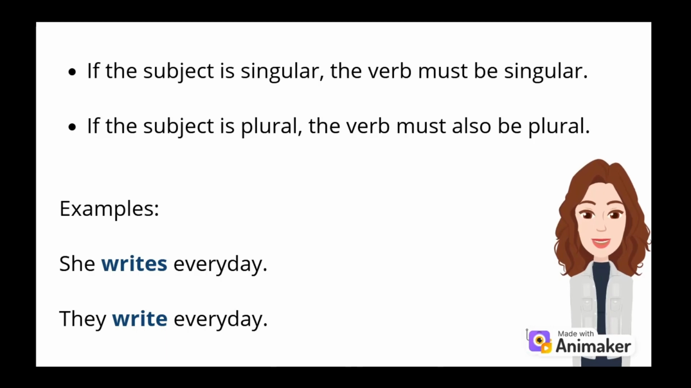For example, in the sentence, "She writes every day," the subject is "she," which is singular. So here, the verb will also be singular. So the verb is "writes." The next sentence is "They write every day." Here, the subject is "they," so it's plural. And according to this rule, the verb that is used here will also be plural. So the verb is "write."